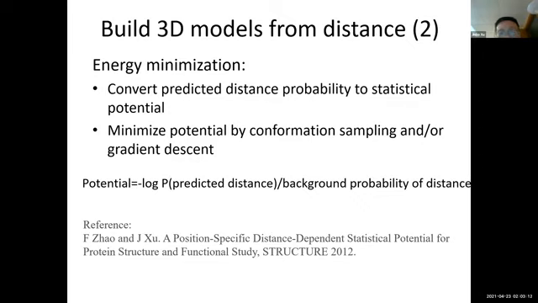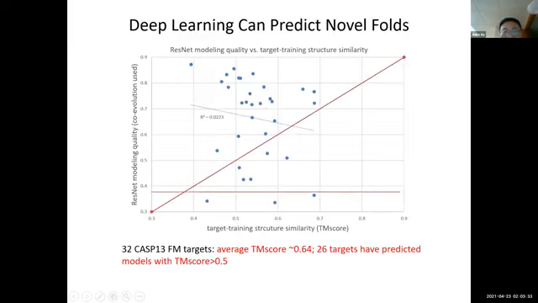And now, even if you use conformation sampling, you don't have to sample many decoys. I think usually you just need to sample 100 decoys, then it should be fine, because the energy function is much more accurate than before. So this is the method to convert the predicted distance into 3D models. And now I'm going to show you some more results on 3D modeling.